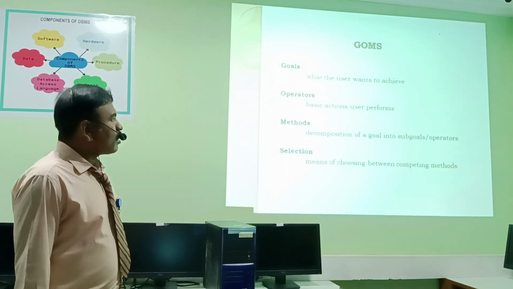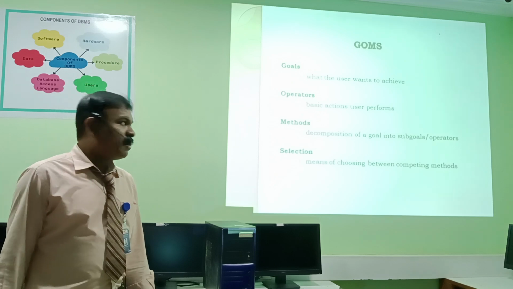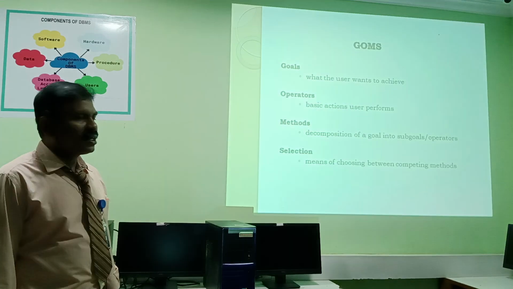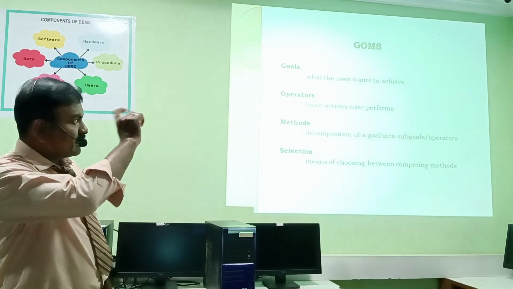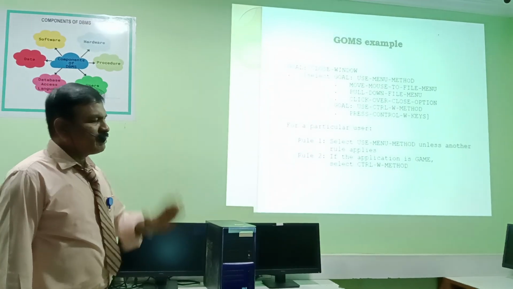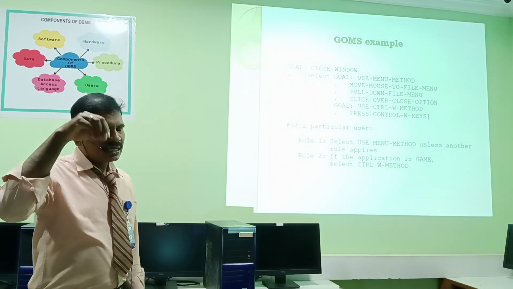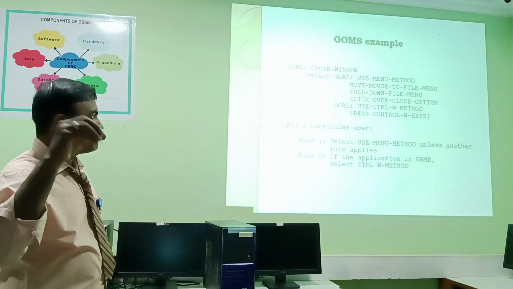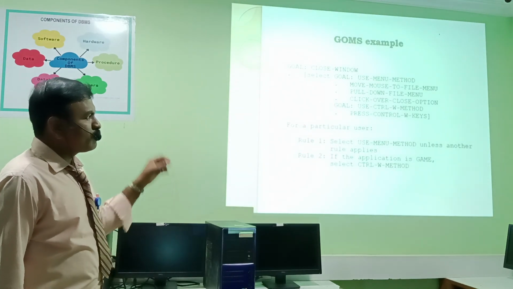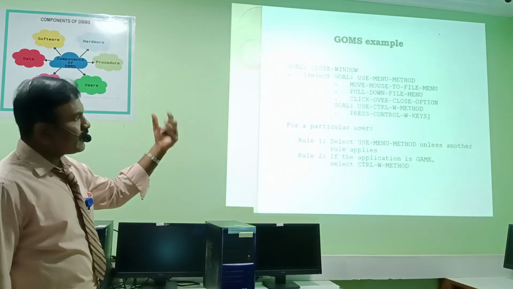GOMS is goals, operators, methods, selections. Goals: what the user wants to achieve. Operators: basic actions to perform. Methods: decomposition of a goal into sub-goals or operators. Selections: means of choosing between competing methods. So these are the expansion of GOMS. Goals are specified like an algorithm: what task you are going to execute, the operators, and the methods you are going to follow. So then we will get the output. Here, specifying the goal: use menu, move, pull down, click. These are all the functions you are going to perform, applying the logic. So we are getting the results.